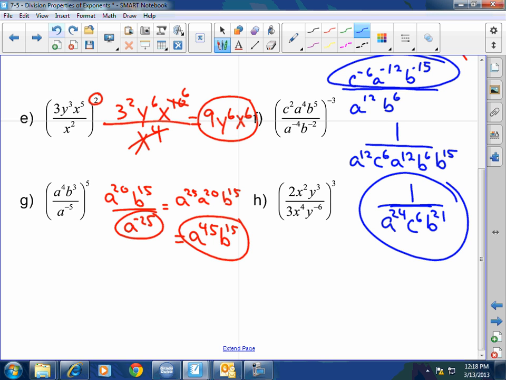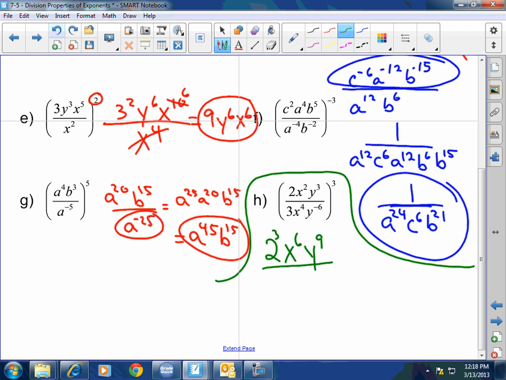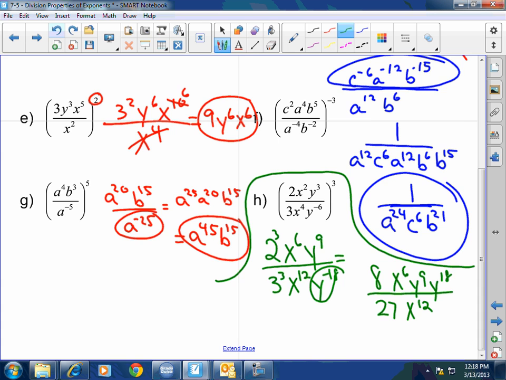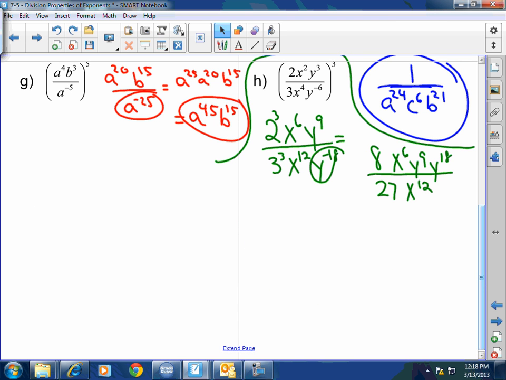Promise. Okay. Now this last one, let's just do this in green. This is going to be 2 cubed, x to the 6th, y to the 9th, over 3 cubed, x to the 12th, y to the negative 18. Me personally, I'm going to move that negative 18 exponent of y to the top. So I'm going to get 8, x to the 6th, y to the 9th, y to the 18, over 27, x to the 12th. Now that everything is positive, now I just cancel.